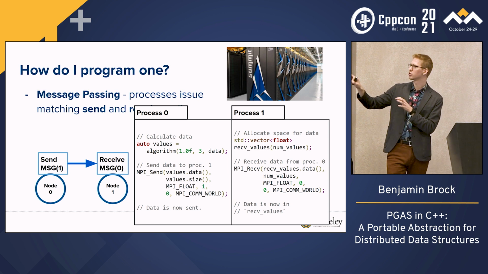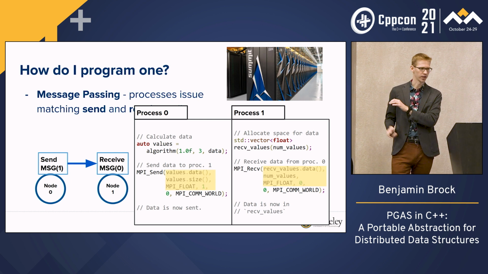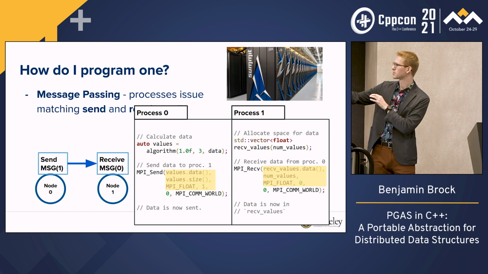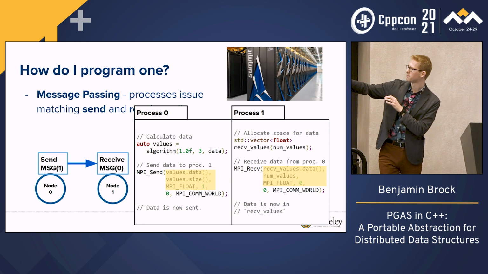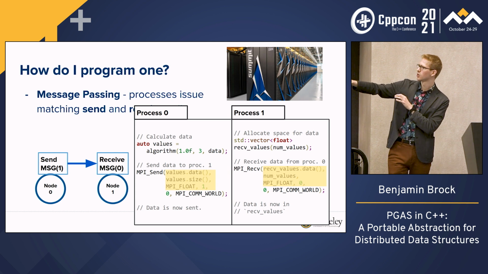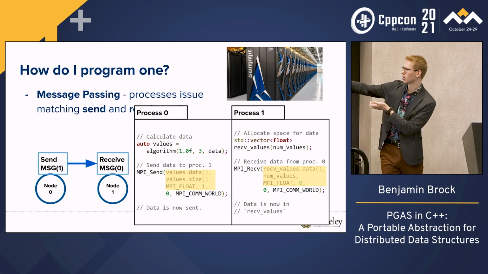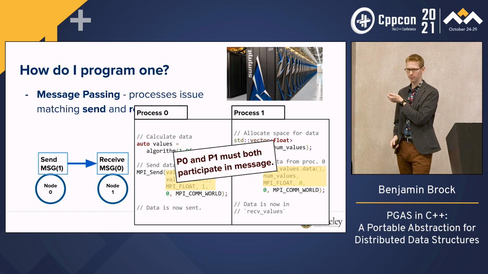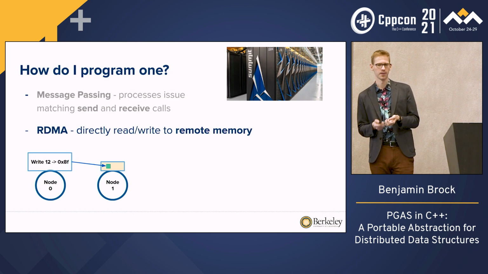So not only does process 0 need to know that he's going to send this message, when he calls this MPI send command, process 1 needs to know around the same time that he's receiving it. So we've produced some data over on process 0. We're sending it, and then at the same time, process 1 is preparing a buffer where he's going to receive that data. He's calling the receive command to receive it, and then process 1 now has this data. And the key here is that process 0 and process 1 both have to participate.